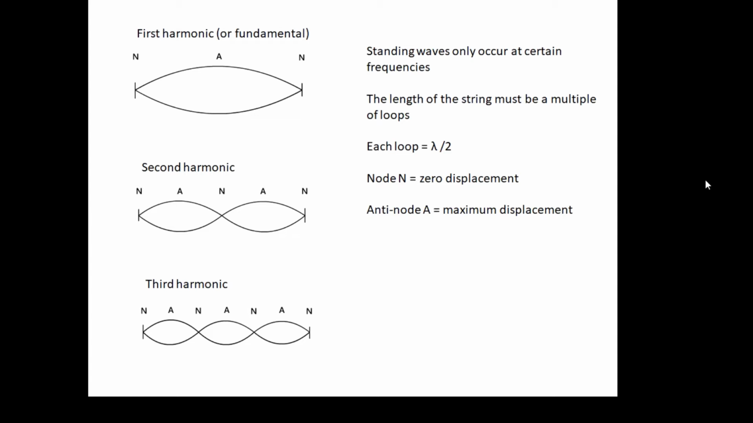Standing waves only occur at certain frequencies because the length of the string must be a multiple of loops, where each loop is half a wavelength. So on the first diagram for the fundamental, the length of the string is half a wavelength. For the second harmonic, the length of the string will be a wavelength. For the third harmonic, it'll be 1.5 wavelengths.